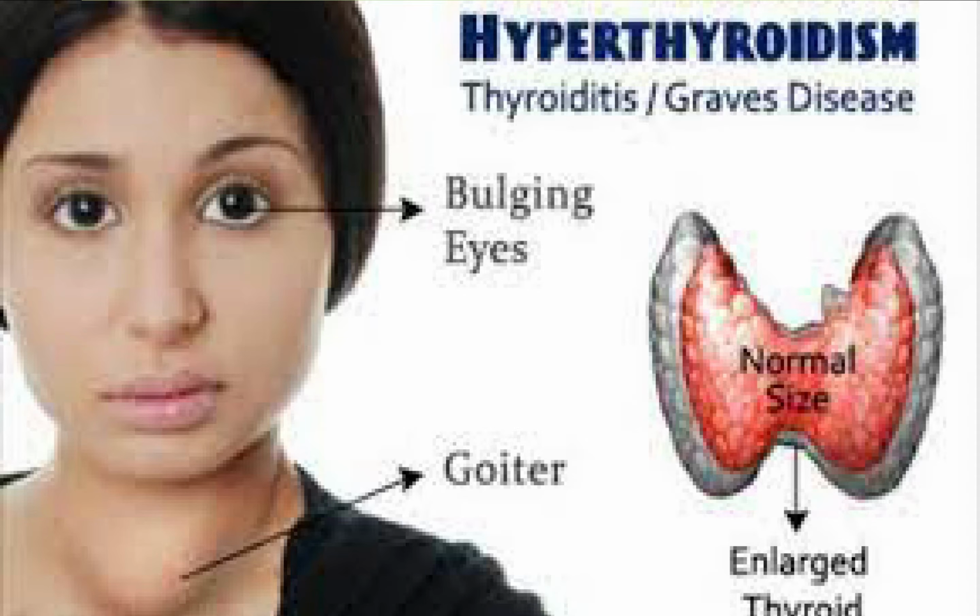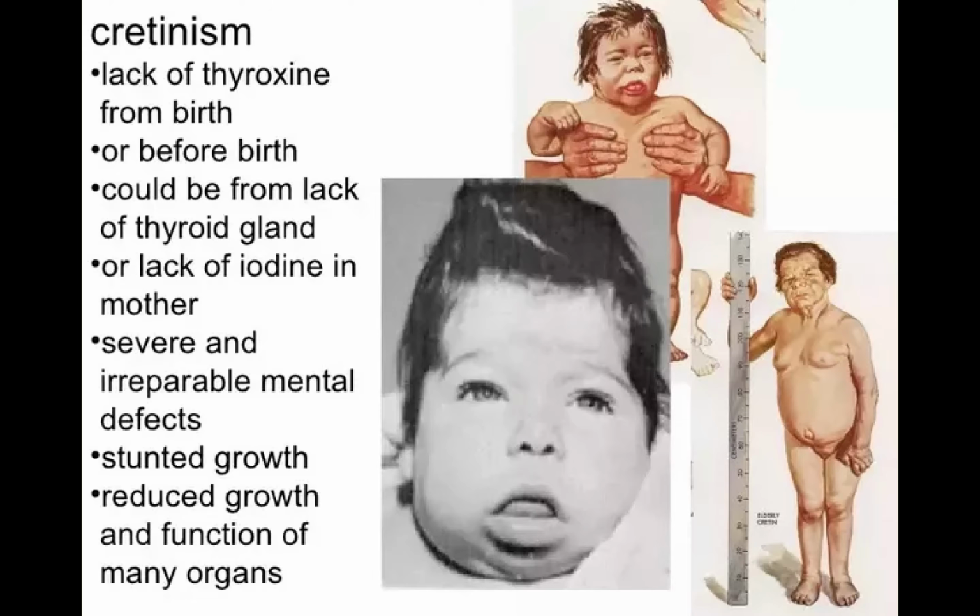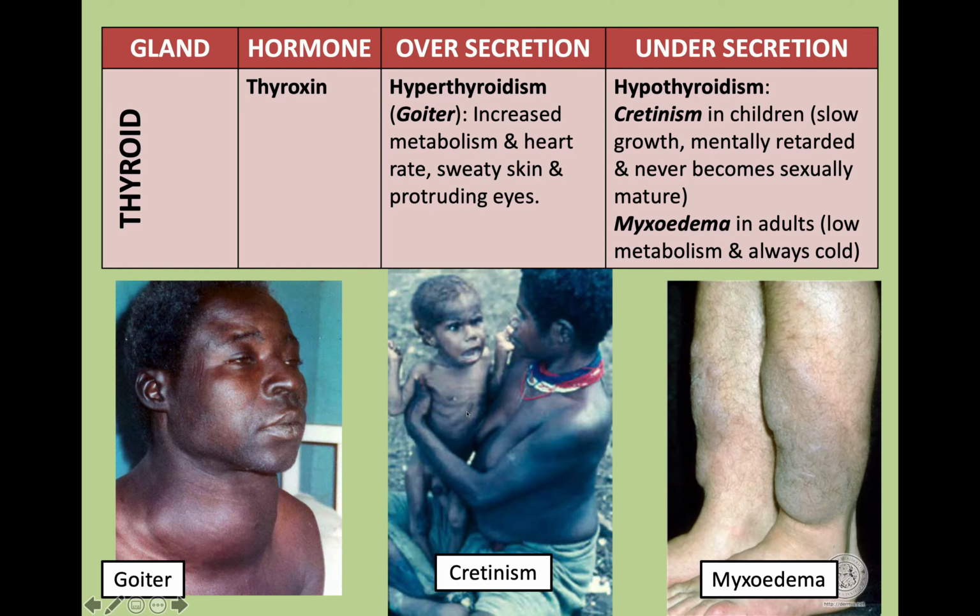Let's take a look at under-secretion. Again, under-secretion of thyroxin is also known as hypothyroidism, and it can cause very low metabolism. In children, it can actually lead to a condition known as cretinism. The child does not grow normally. The child is also mentally disabled and does not reach sexual maturity.